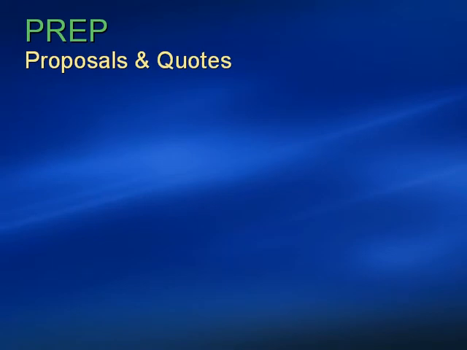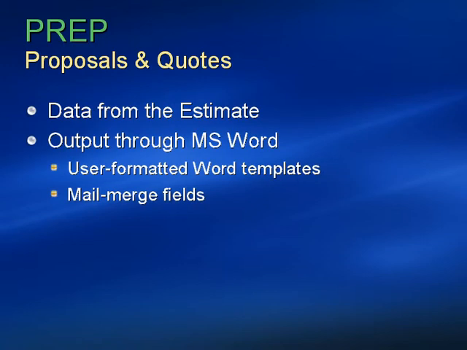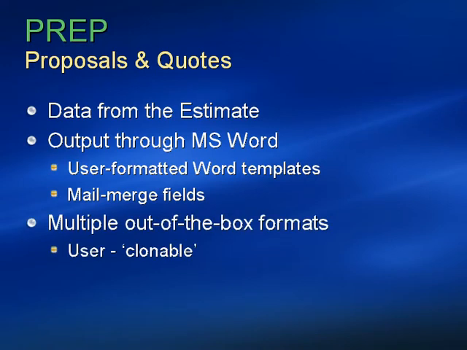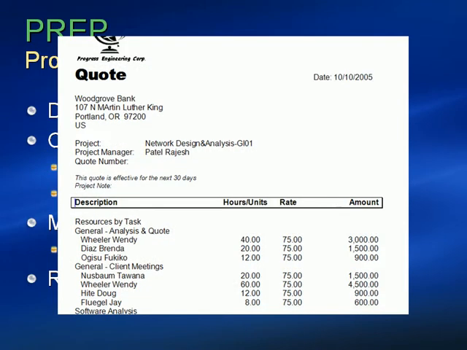Now that we've created an internal estimate with PREP, we can use that data to create our proposal or quote. PREP extracts the data from the estimate and processes it through to Microsoft Word using Word templates that you tailor to meet your requirements. Placement of data in the template is accomplished using Word's mail merge technology. PREP is delivered in multiple formats that you can easily clone and modify to suit your needs. If you'd like to express your proposal as a range or in rounded numbers, PREP will accommodate you.